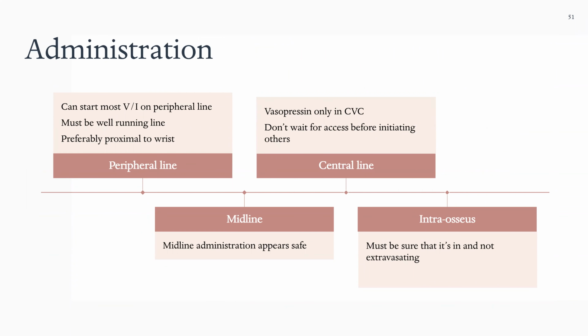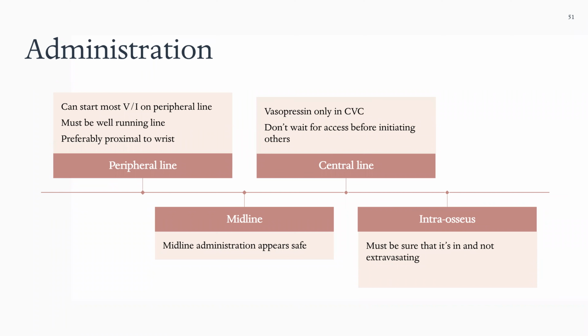So on your peripheral lines, you can start most vasopressors and inotropes. It must be a well-running line. I always say this is the line that I put. Don't trust the line that anyone else has put. Preferably proximal to the wrist. And I also don't like antecubital fossa lines. On your midlines, so far they appear to be safe for all inotropes.